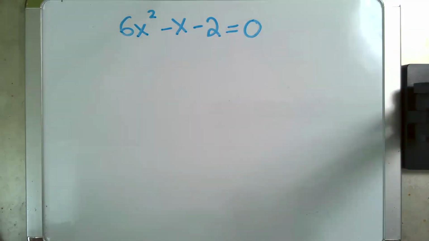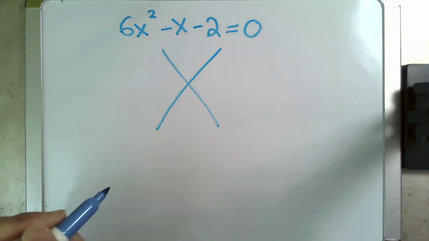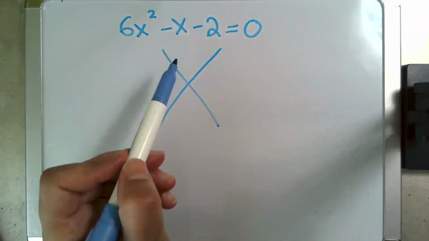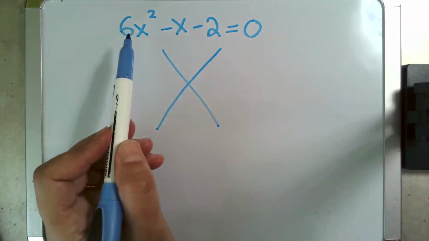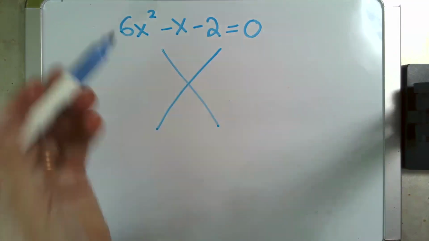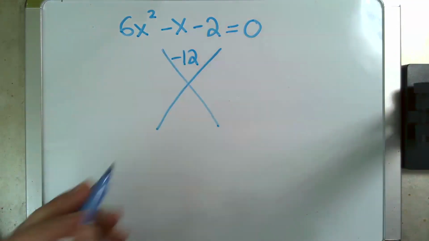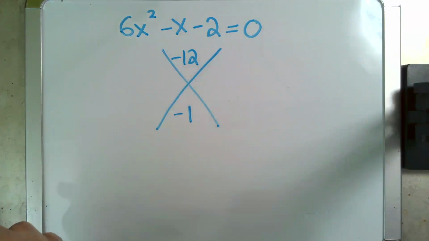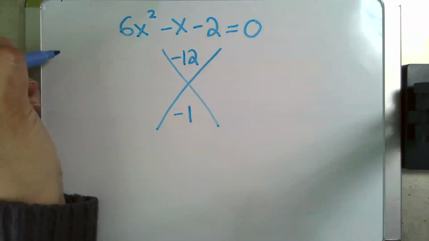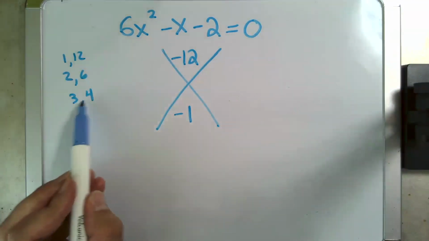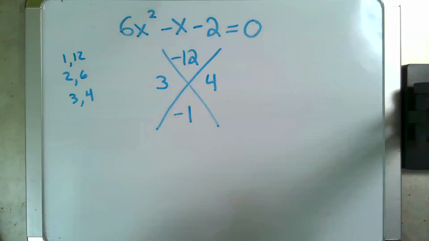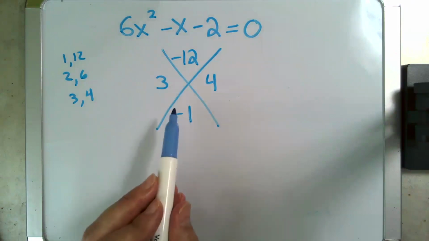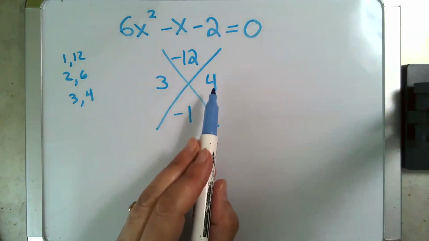So let's remind ourselves of the X method. If this is your first time seeing this, you might want to go check out this video first, but otherwise, I know that what goes up here is my A times my C, and what goes down here is my B. And now I'm asking myself what multiplies to -12 and adds to -1. So I'm going to make a quick factor list. And I can see that my 3 and my 4 are the ones that are 1 apart. And now I ask myself, well, which one has to be negative in order for it to turn out being -1 when I add them? Well, that would be the larger one.